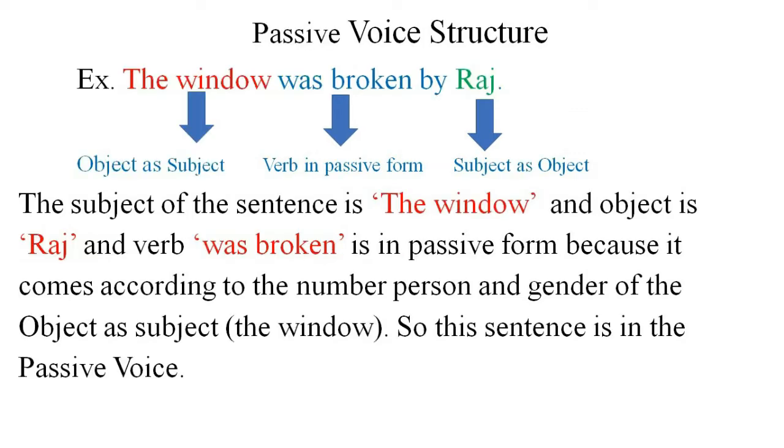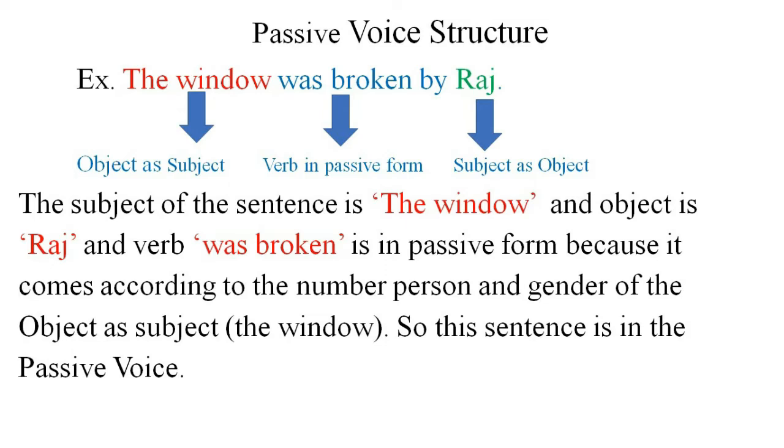Now, next, passive voice structure. The student here observe the example. The window was broken by Raj. Here, student, the subject of the sentence is the window, that is object as a subject of the verb, and the subject, that is Raj, is an object of the preposition, while verb was broken is in passive form because it comes according to the number, person, and gender of the object as subject window. So this sentence is in passive voice.